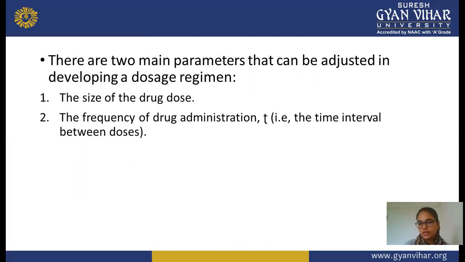Next is frequency of drug administration, means whether you are administering a single dose or multiple doses. If you are administering multiple doses, then how much frequency or how much time interval you take between the two doses so that you can easily adjust the dose. So you should also know about the time period or dose interval between the two doses. These are the two parameters that help you develop or adjust the dosage of your drug.